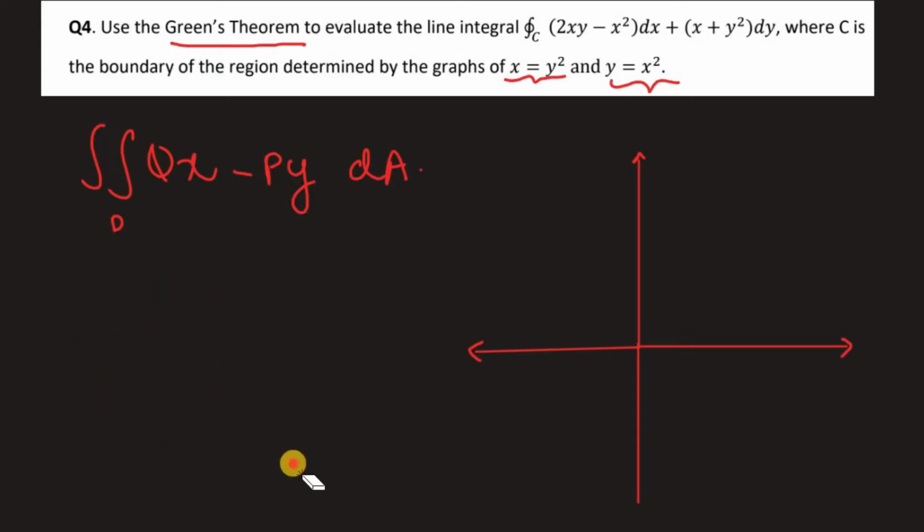Let's go ahead and solve it. So this is our p, since it's associated with the x component, and with the y it's q.